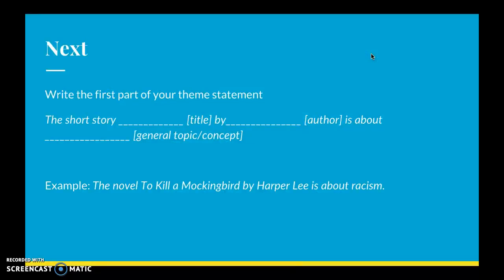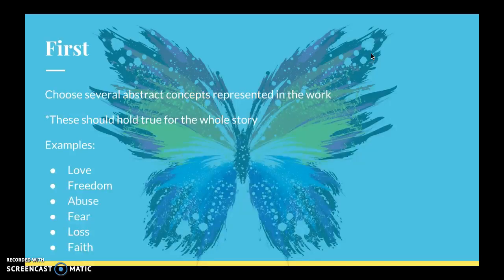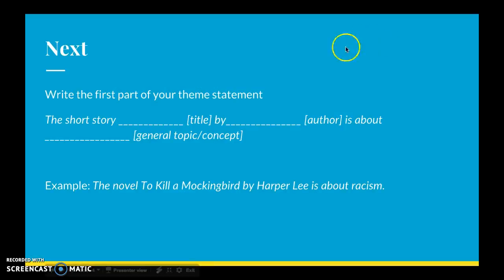The next thing I'm going to do in my Google Doc is write the first part of the theme statement. I do this by writing "the short story," then the title of the story, by whoever the author is, about, and then one of your general topics from the previous slide. So one of these. Okay, so here's your example. The novel To Kill a Mockingbird, by Harper Lee, so my title and author, is about racism. There's my general topic. But we're not done there. We've got to say a little bit more about it.